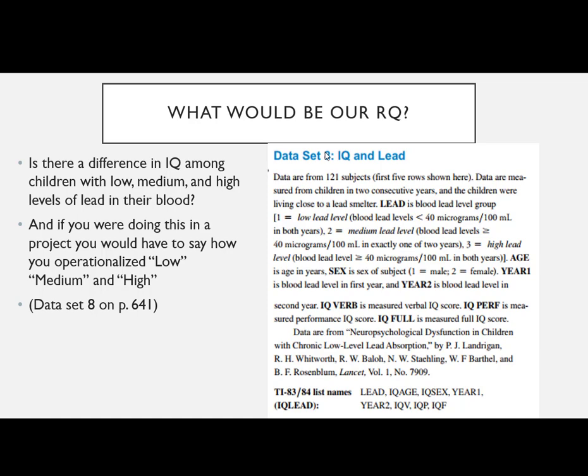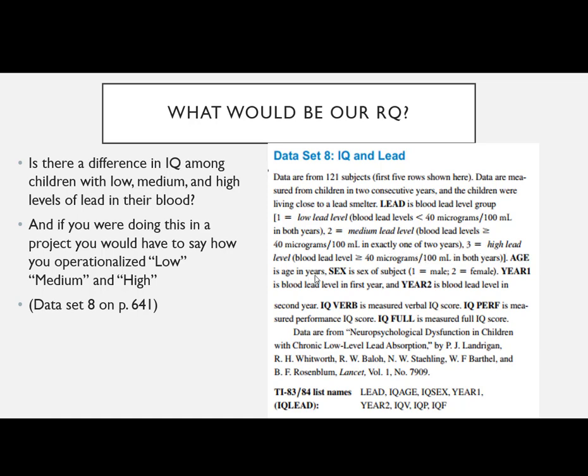So here, this is what they're doing to operationalize their variables. The data are from 121 subjects, and they show the first 5 rows there in the example. Data are measured from children in 2 consecutive years, and the children were living close to a lead smelter. Lead is blood level group. 1 is equal to low level. So this is for blood levels that were less than 40 micrograms per 100 milliliters in both years. So they're operationalizing what they're calling low, and then what they're calling medium and high.